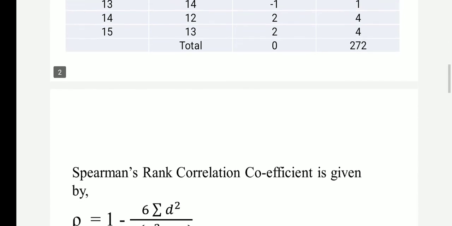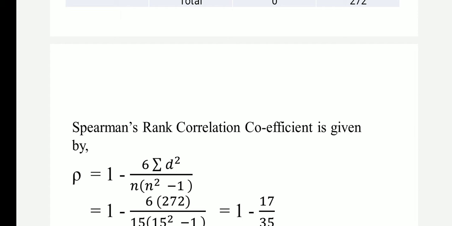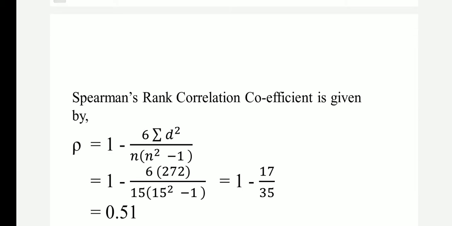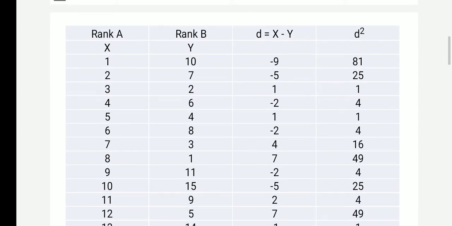Next we come to Spearman's rank correlation coefficient. It is given by rho equal to 1 minus 6 into summation d squared divided by n into n squared minus 1. That is equal to 1 minus 6 into the sum of d squared. You have to take the summation here, where d is the deviation between the ranks.